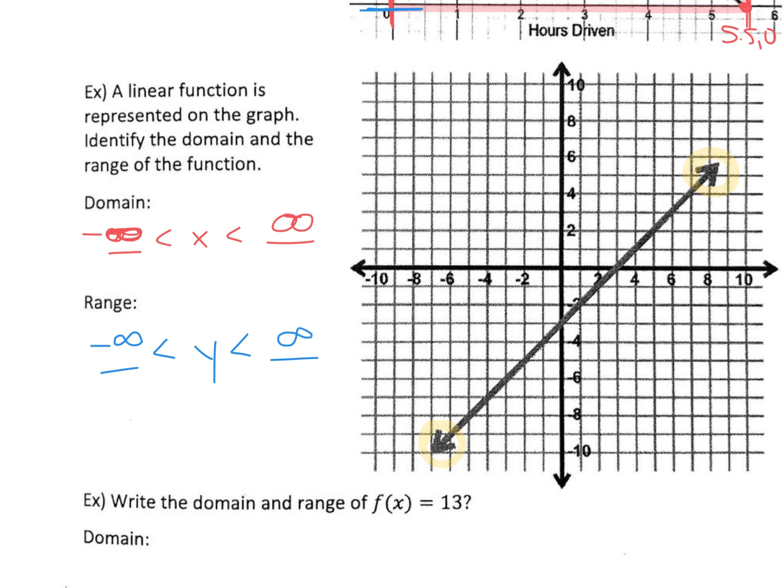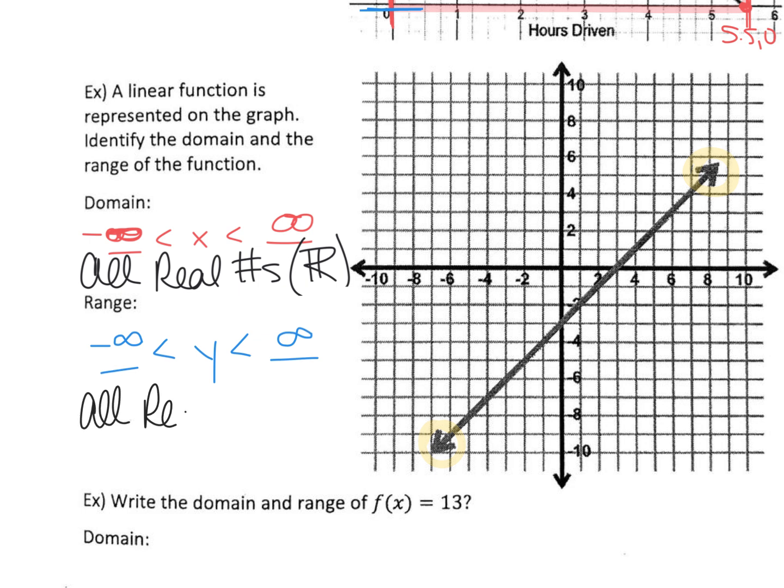Now, we actually have a term for that in algebra. This is called all real numbers. And the symbol for it is a double-lined R. So we won't necessarily see negative infinity to positive infinity, but we will see all real numbers. And that does mean negative infinity to positive infinity.